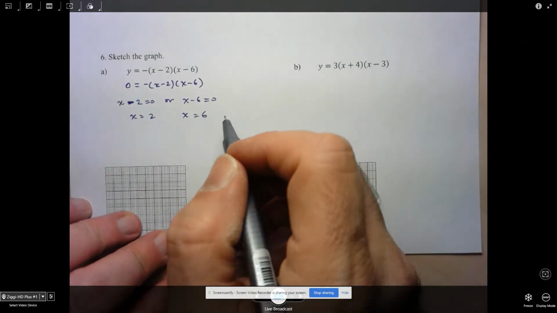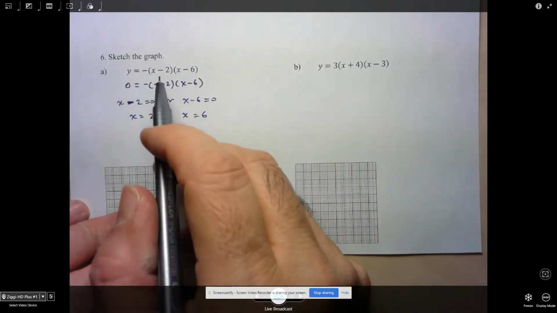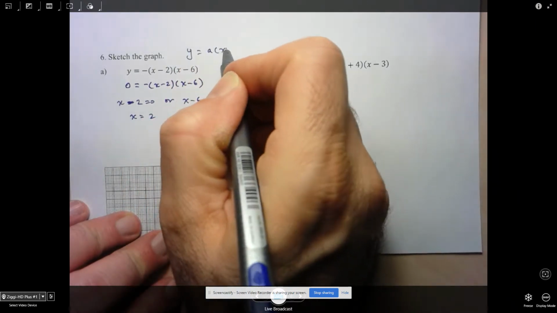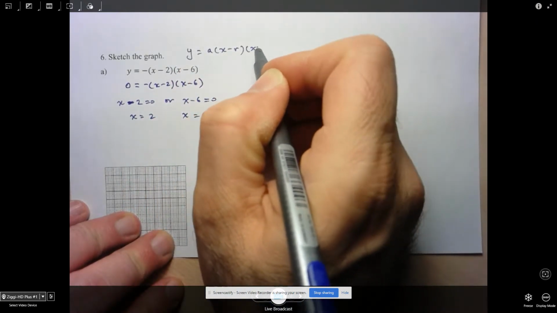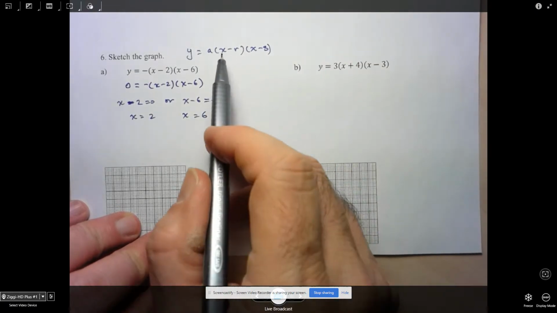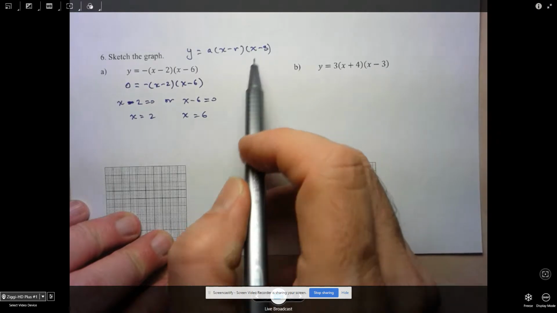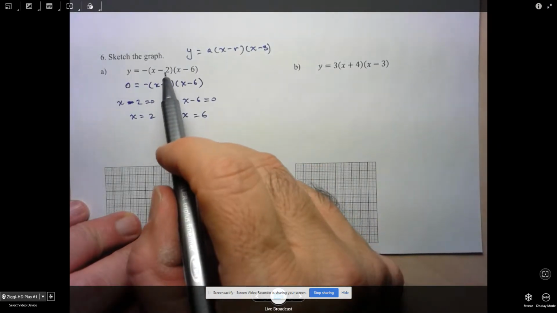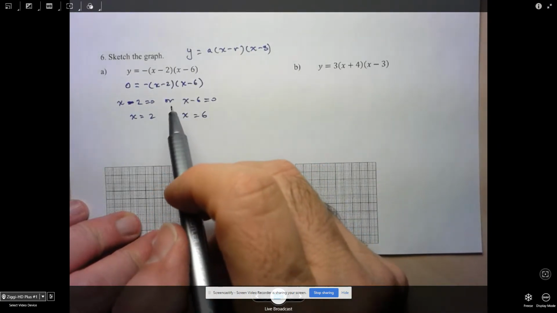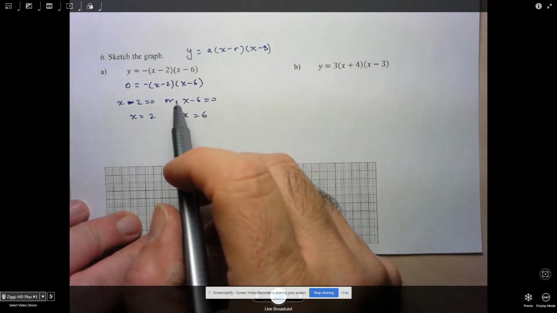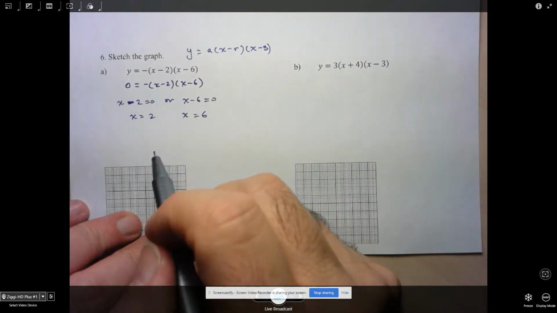All right, now you might recognize this straight from the general form of factored form of a quadratic. That x minus this number is automatically an x-intercept. X minus that other number will be another x-intercept. So you can just read off the equation that 2 and 6 are going to be the x-intercepts. But it's not a bad idea to get used to the idea as to why these numbers are x-intercepts.